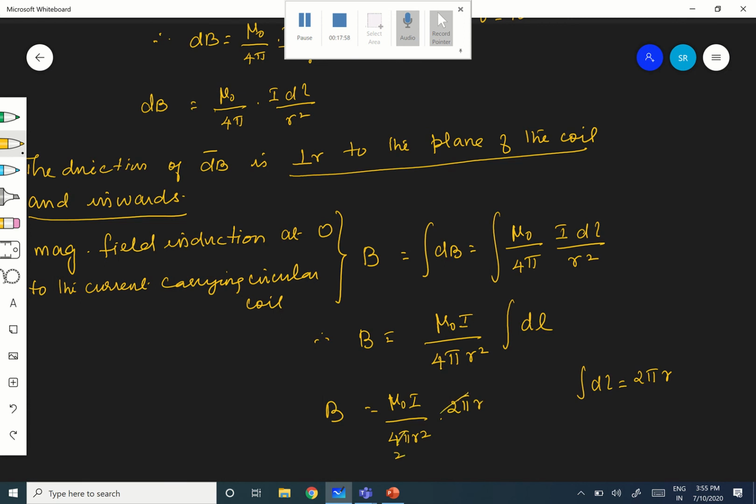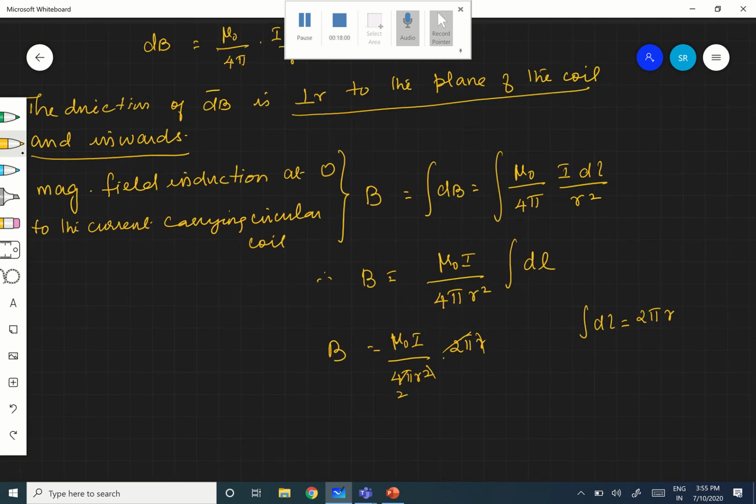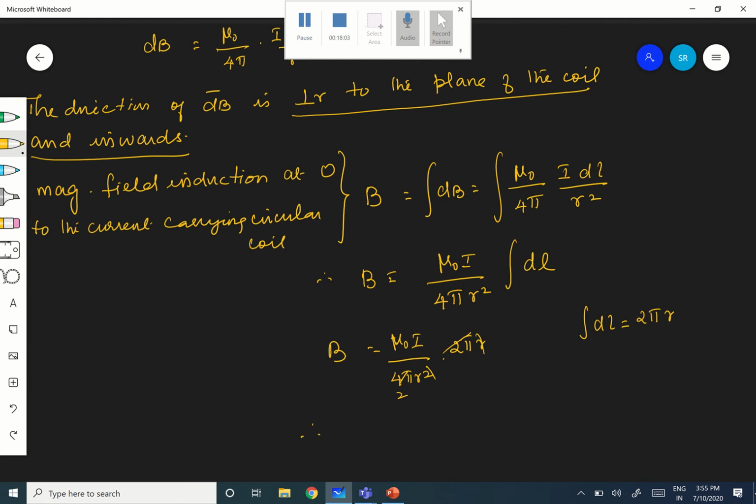Therefore, what is your B? B is equal to mu naught I by 2r. Are you following? Therefore, this is the magnitude of the magnetic field at the center of the circular coil carrying current. Hope you are following.